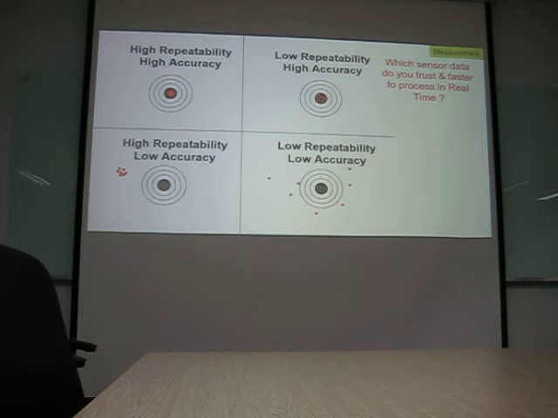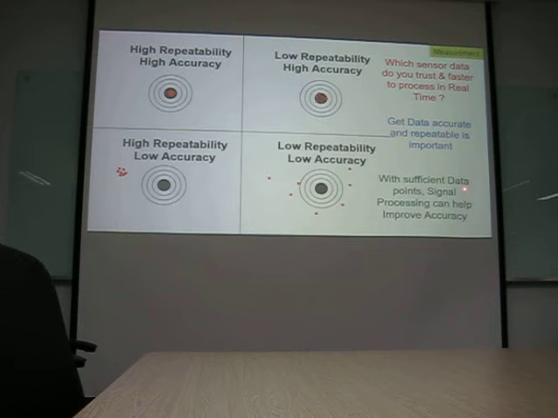So that's what I mean by having it trust. Then to get data accurate and repeated is very important, because you depend on this to make a decision, or you depend on multiple sources of it to make a decision. With sufficient data and points, signal processing can help. So if you want, there is one step still to process this data. You can still improve the accuracy by one more step of processing.